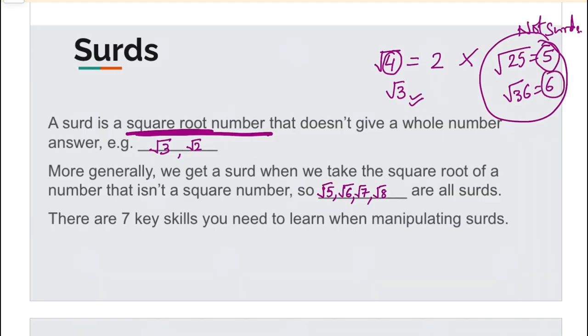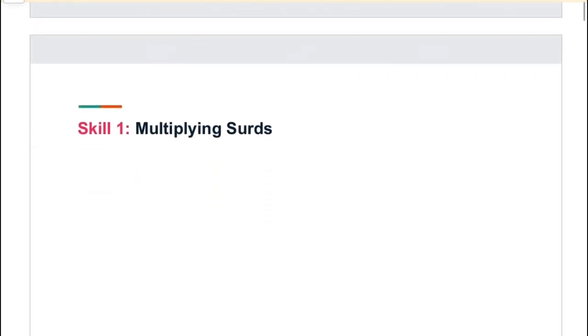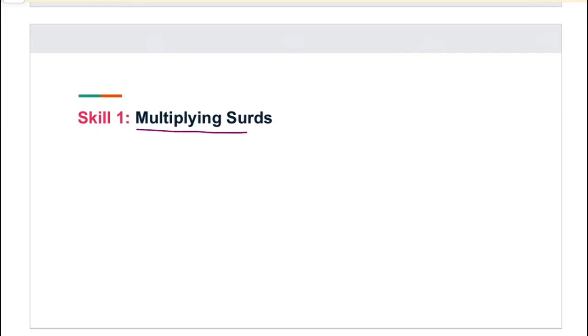So today we are going to do 7 key skills that you need to learn how to manipulate surds or how to solve surds. Let's start with multiplying surds first. As 7 times 2 is equal to 14, similarly, when we do square root of 7 times square root of 2, both are surds. We do square root of 7 times 2, so that gives you square root of 14.